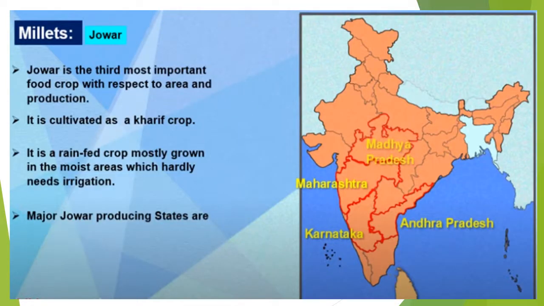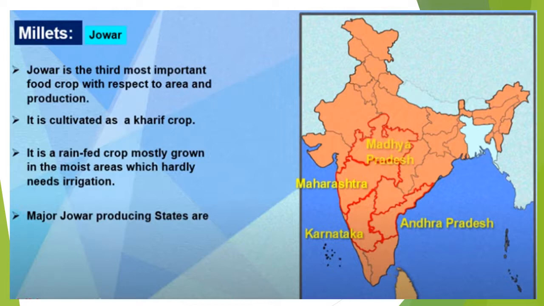Jowar. It is the third most important food crop with respect to area and production. Next after rice and wheat, children, the third most important crop which the farmers grow in India is Jowar. So area-wise and production-wise also it occupies third place after rice and wheat. And this Jowar is a Kharif crop.